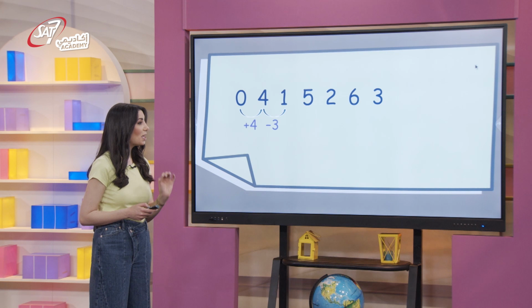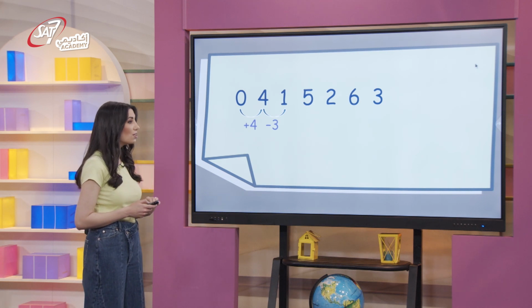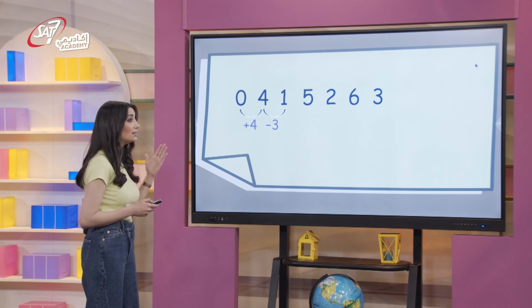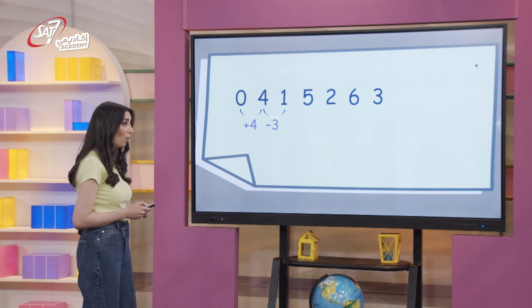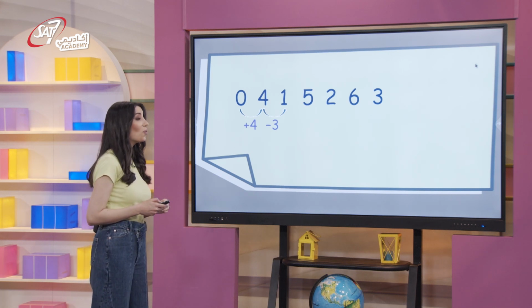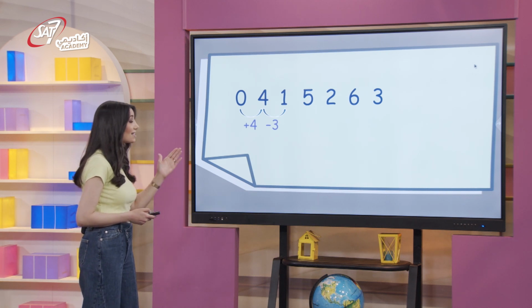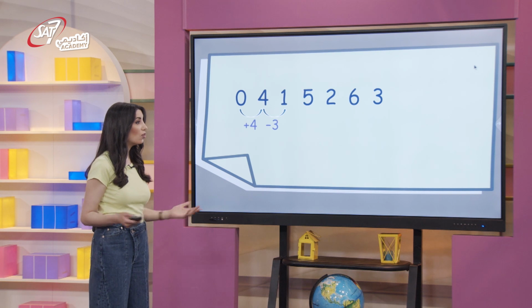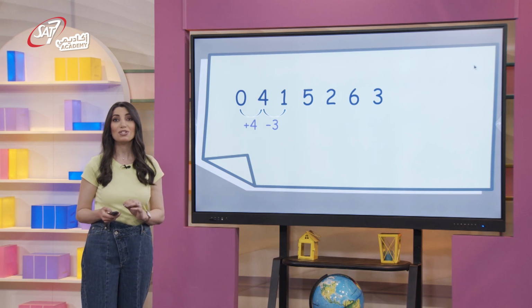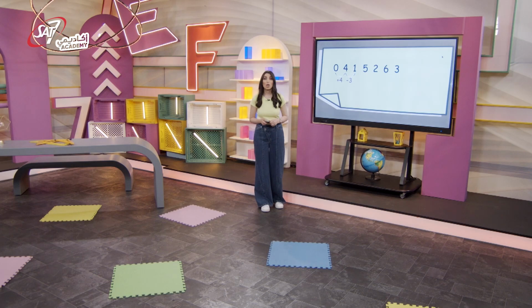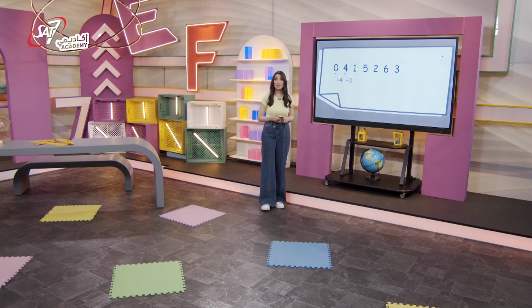Let's double check by making sure that this rule is actually being repeated. From 1 to 5, we are adding 4. And from 5 to 2, we are subtracting 3. 2 plus 4 is 6. 6 minus 3 is 3. Correct. Now, if the pattern continues, what comes next? We must add 4. The next number is 7. And 7 minus 3 is 4. 4 plus 4 is 8. 8 minus 3 is 5.